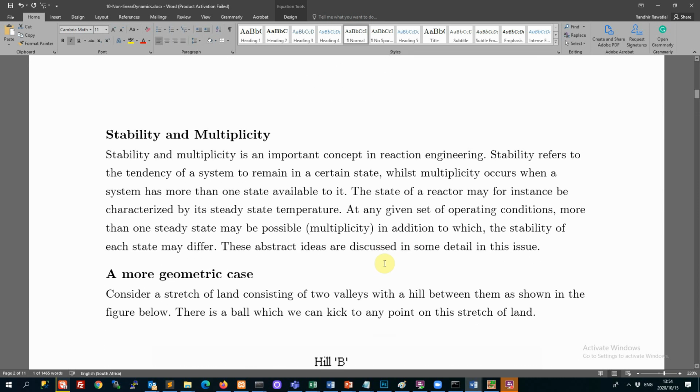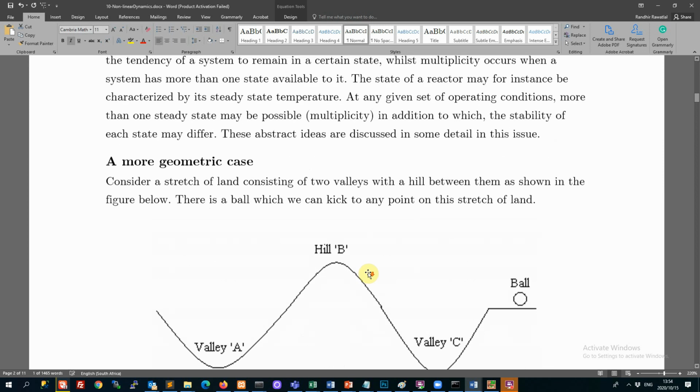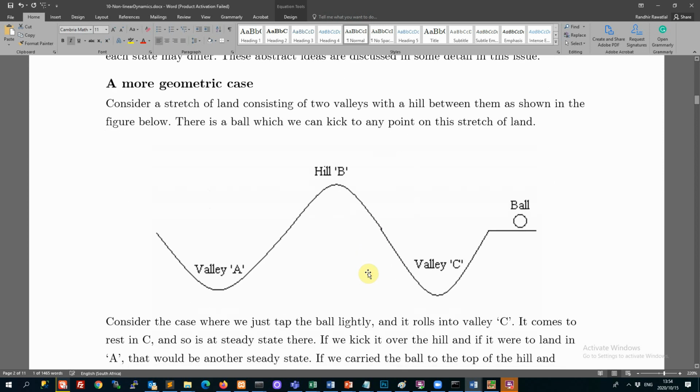So here's another example introducing this idea of dynamics. Imagine we have a ball, and here we have a cross-section through our mountain. So we have a hill up here, and then of course we have 2 valleys.